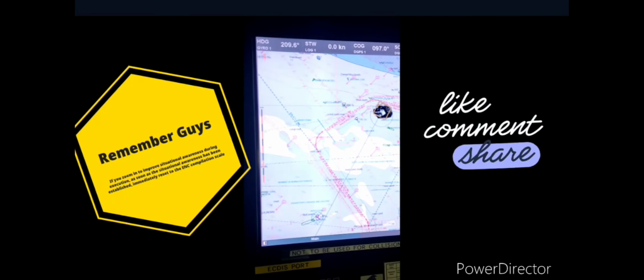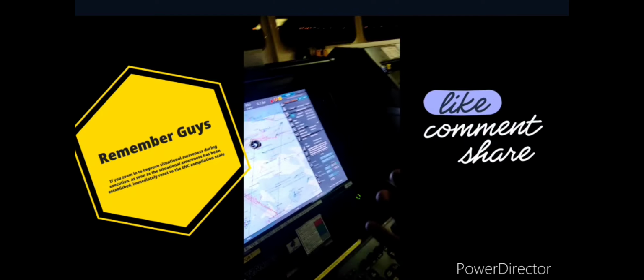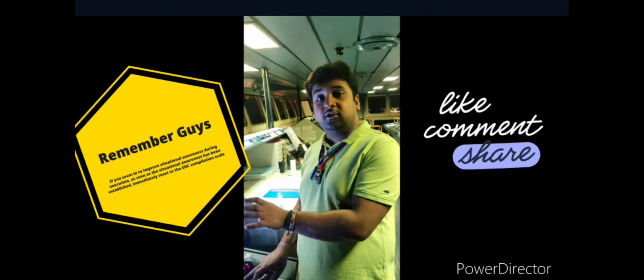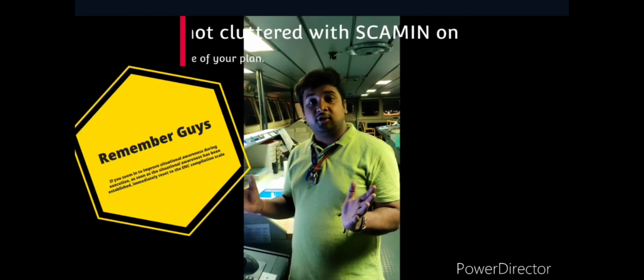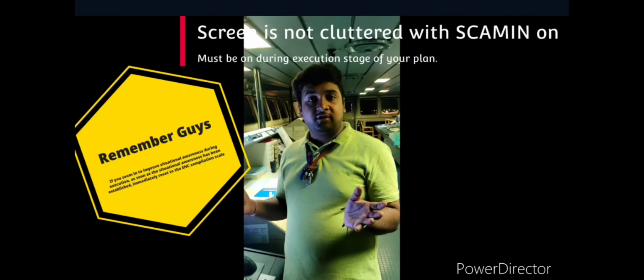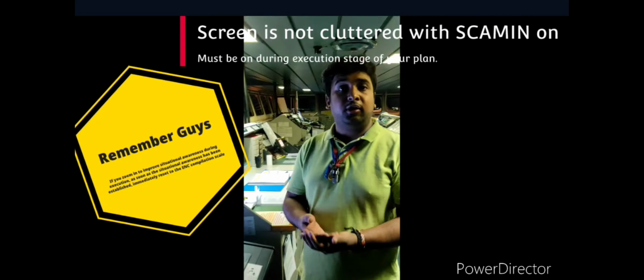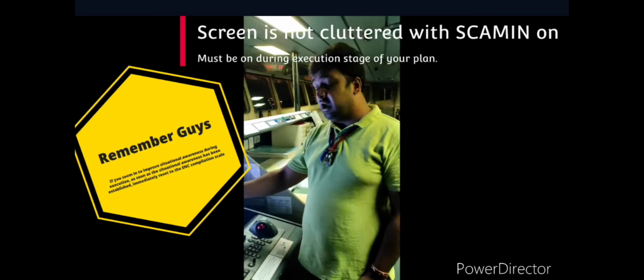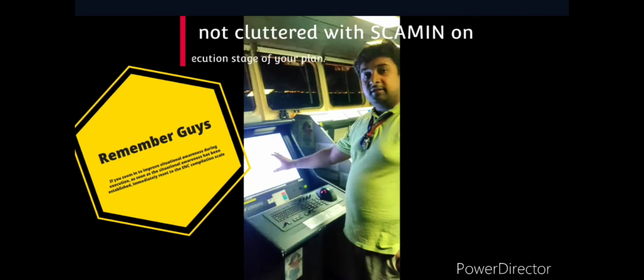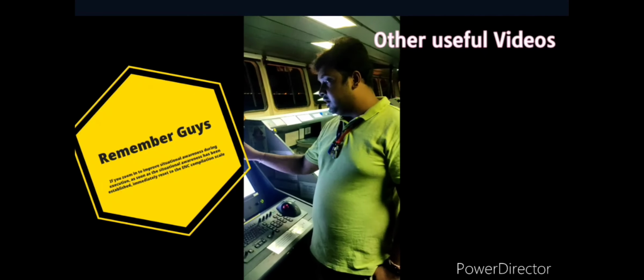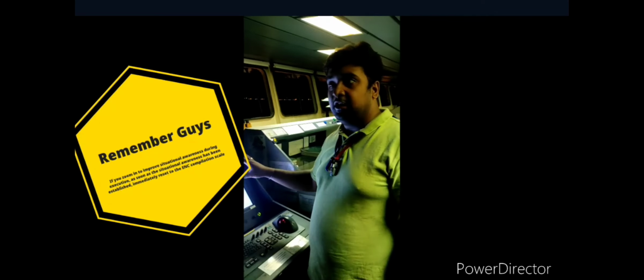What SCAMIN helps with in the monitoring stage is to avoid clutter on the screen, so your screen is not cluttered. That is the basic function of SCAMIN. So always remember, during your planning stage, you have to switch off SCAMIN to have total situational awareness of the area. It is just a guideline.